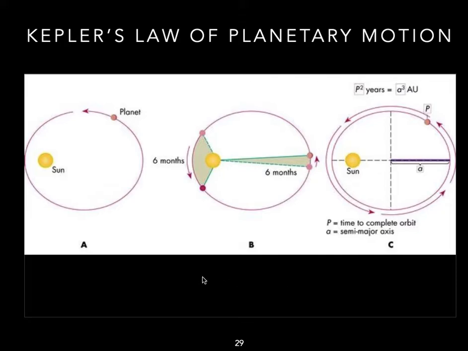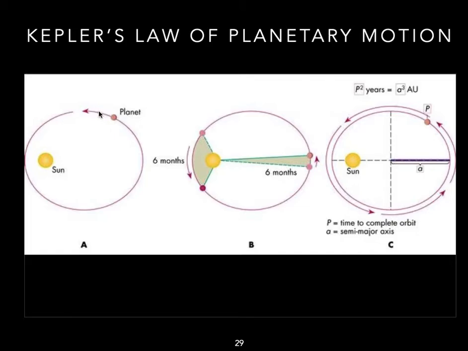In this slide, we're going to take a look at Johannes Kepler's three laws of planetary motion, and they've been sketched out here as A, B, and C. Let's start with A. Johannes Kepler's first law of planetary motion said that planets trace elliptical paths around the sun.